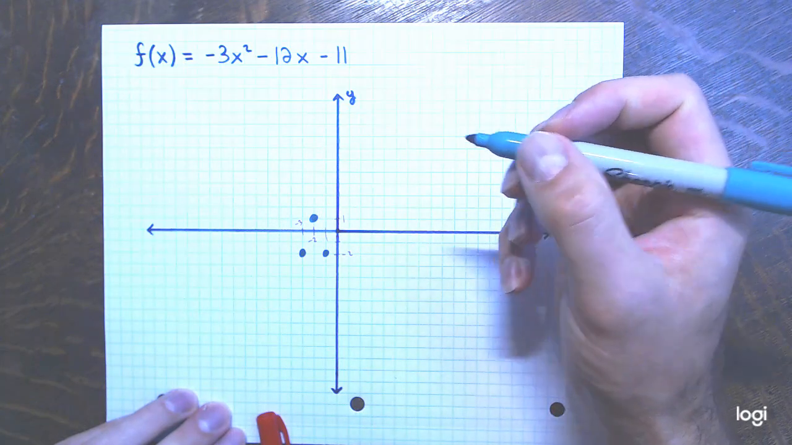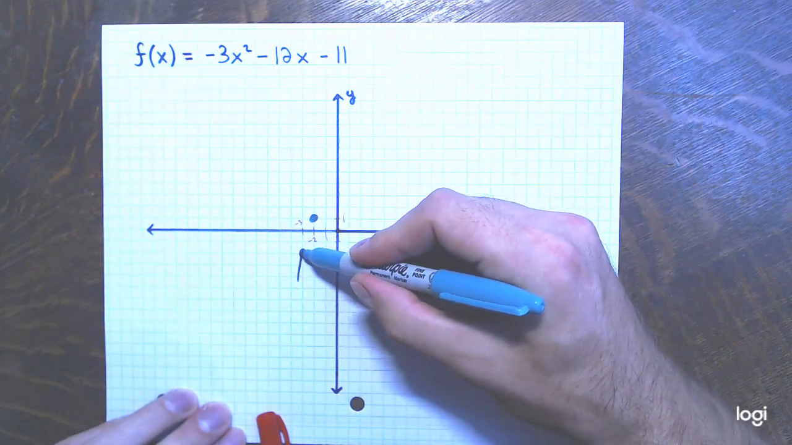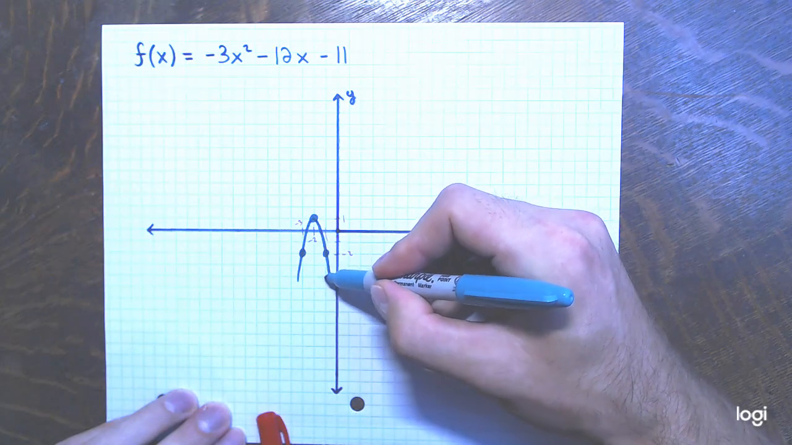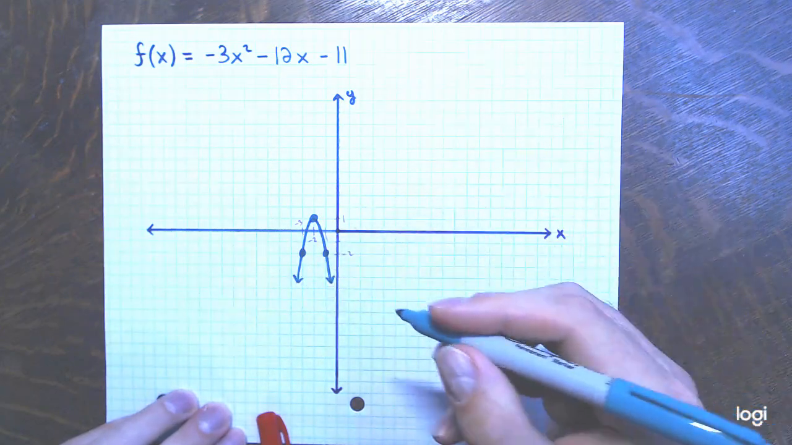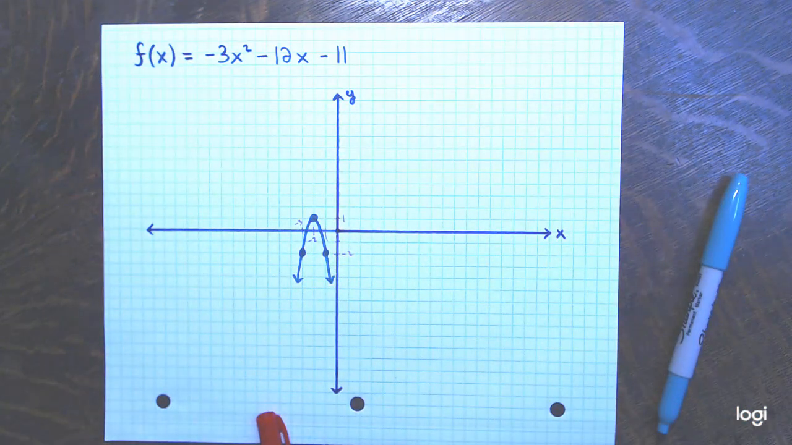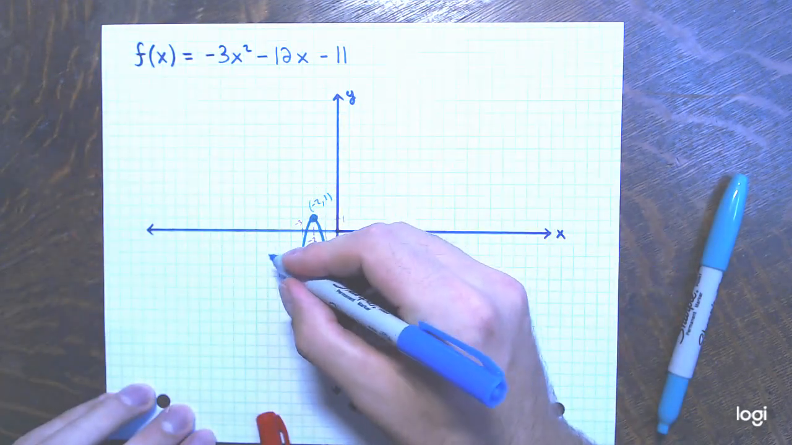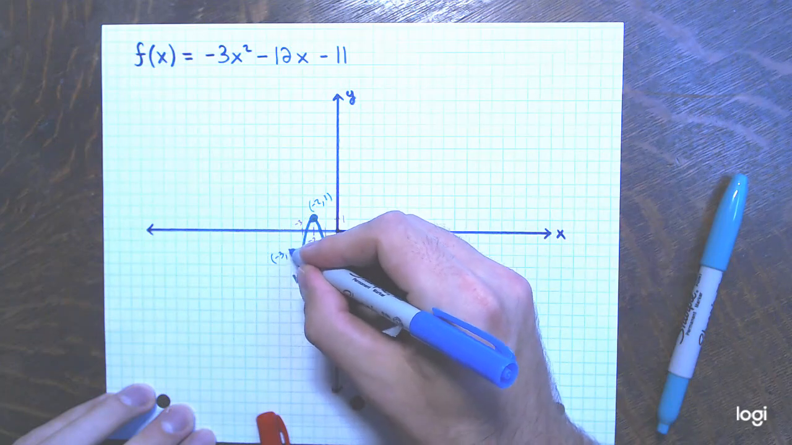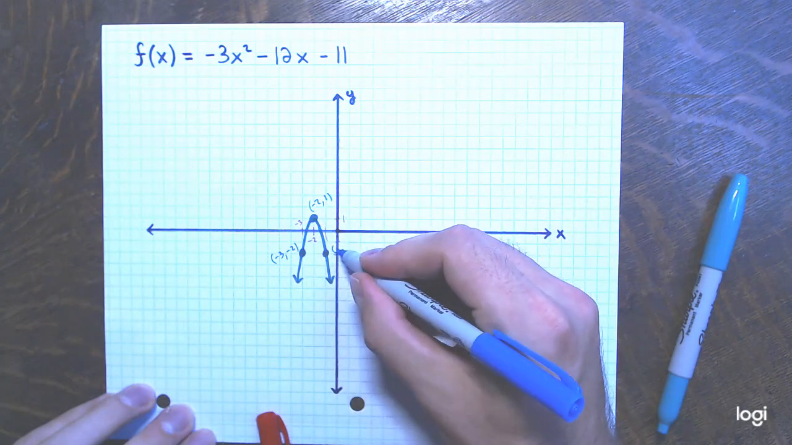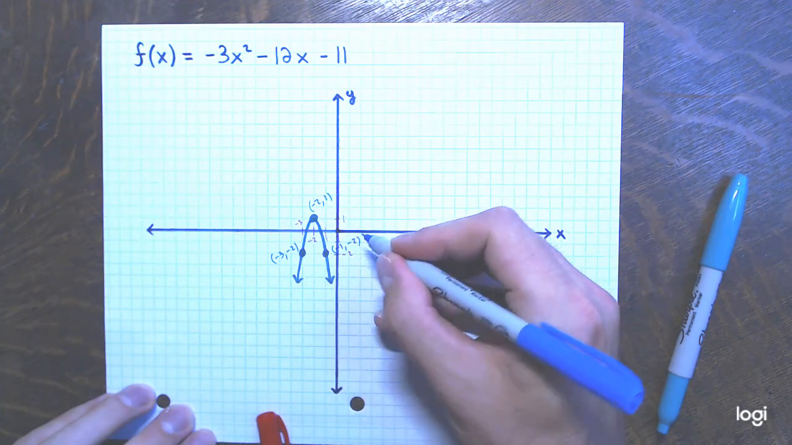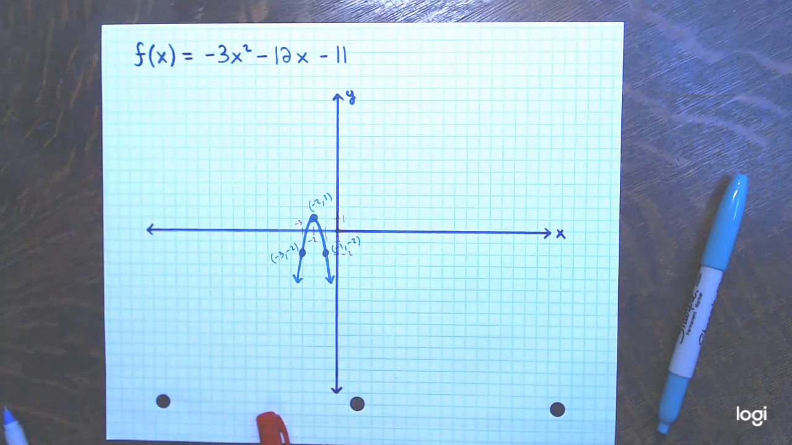And other points, but it's just this parabola going through these 3 points here, opening down. Right? And I'll label these points. This was negative 2, comma 1, negative 3, comma negative 2, negative 1, comma negative 2. And don't forget to check. Let's just check one of these.